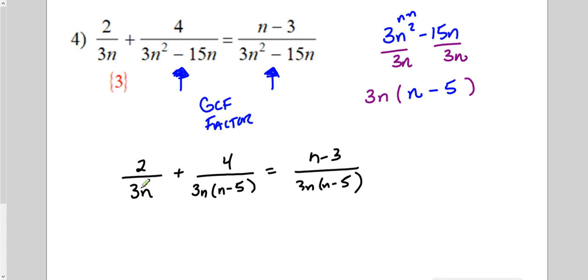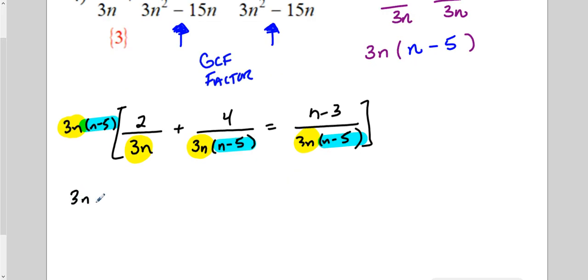If it helps visually, highlight what you have in common. Each of the terms has a 3n, so great. I can multiply every single term by 3n and get rid of my 3n's all the way across. Now, if we notice, two terms also have the n minus 5. So I'm also going to put up here the n minus 5, so that when I multiply it times these two terms, both of my denominators will cancel out.